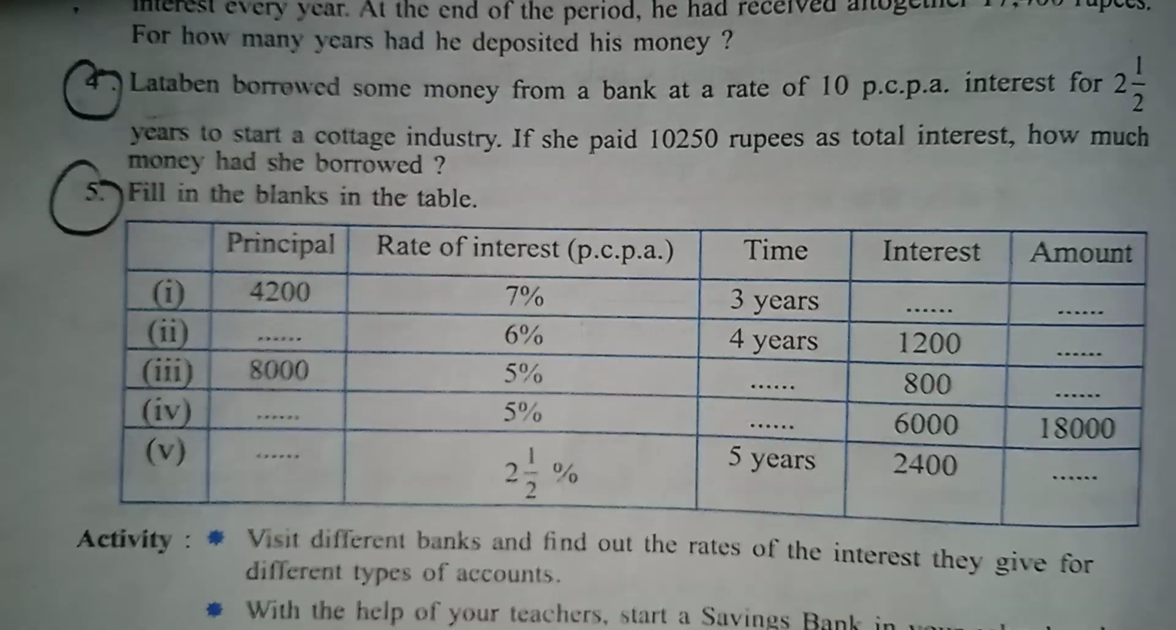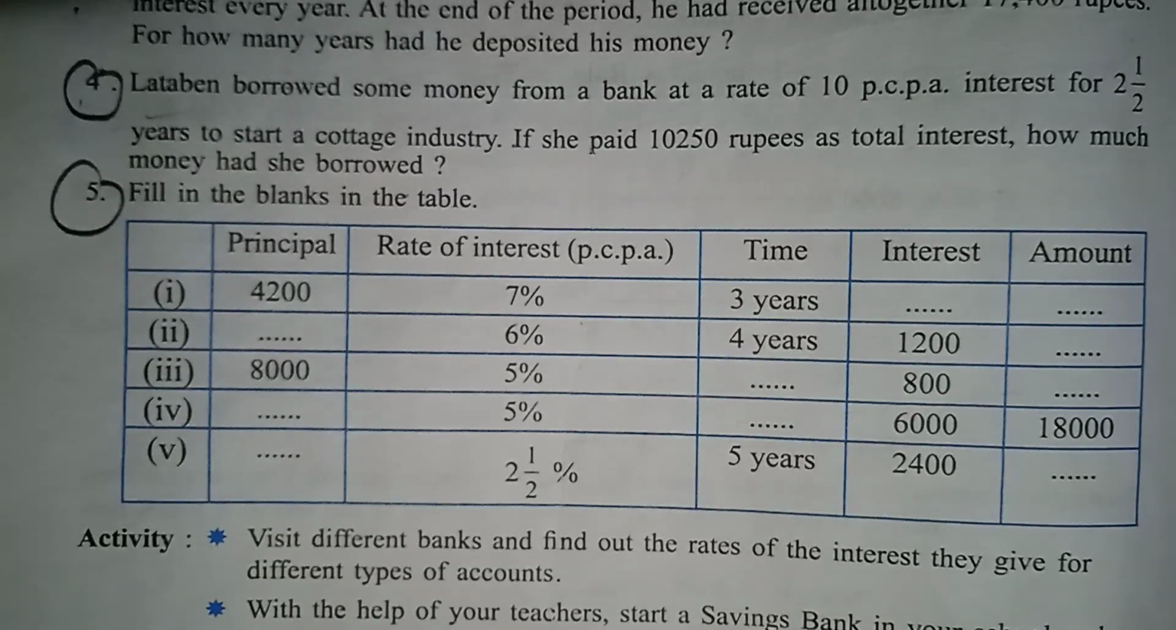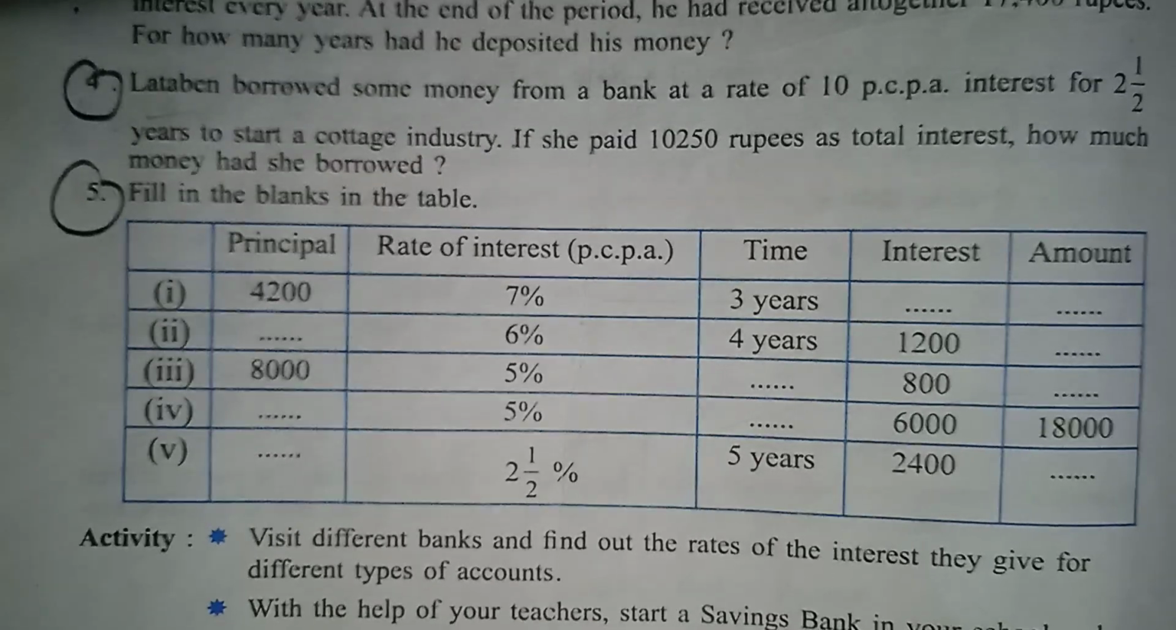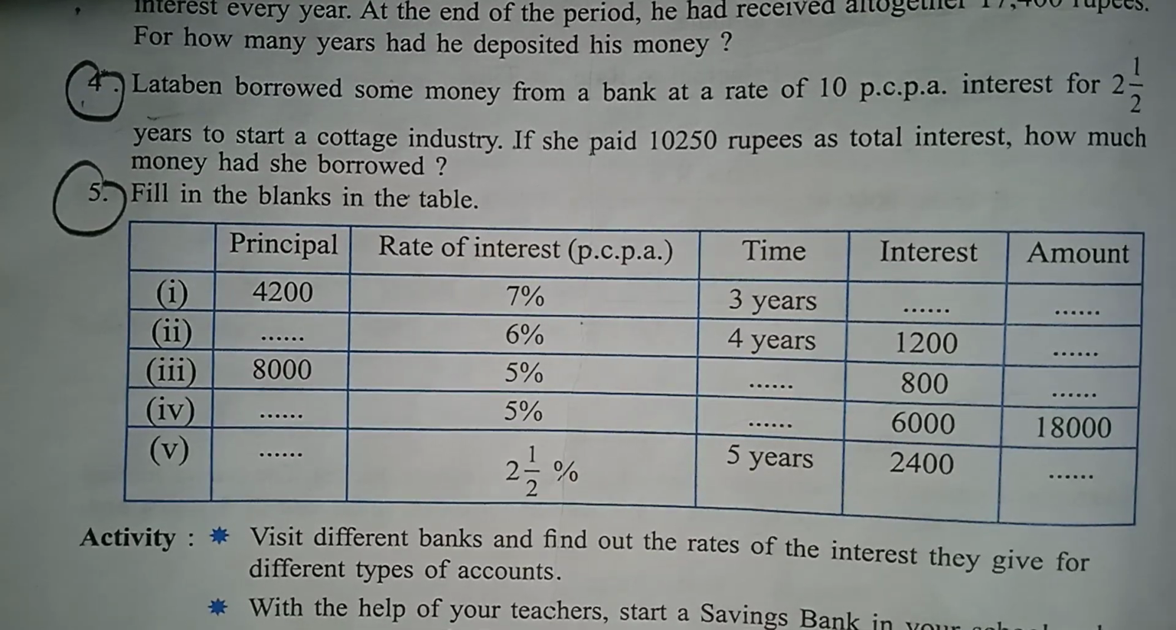Third one, in the third question, they have given the principal. Rate of interest is 5%. They have not given the time. They have given the interest, that is 800, and they have not given the amount. So in this third one, we have to find the time and total amount.